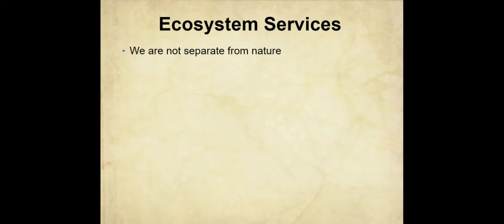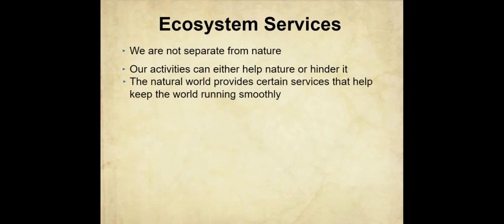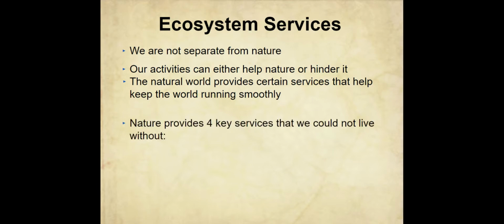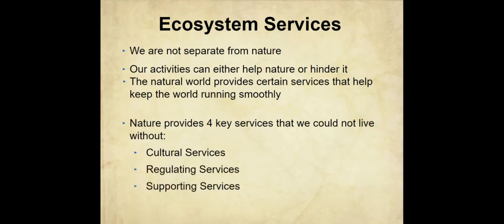That brings us to ecosystem services. We are a part of nature, and we can either help it or hinder it. And as we've been seeing, and as you guys saw with David Attenborough's film, we've really not helped it in a lot of great ways. So nature provides 4 key ecosystem services that we can't live without: cultural, regulating, supportive, and provisional. And we're going to go over those.